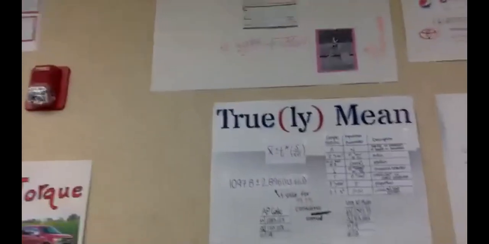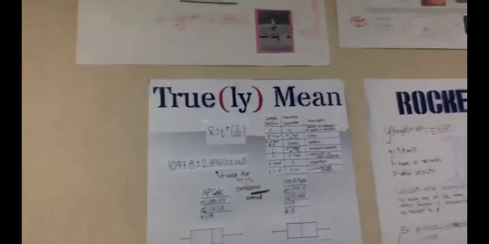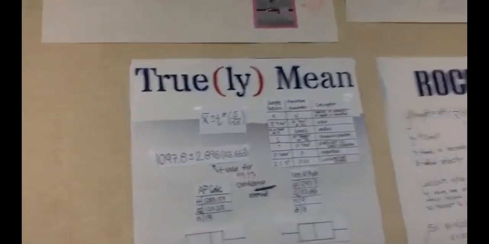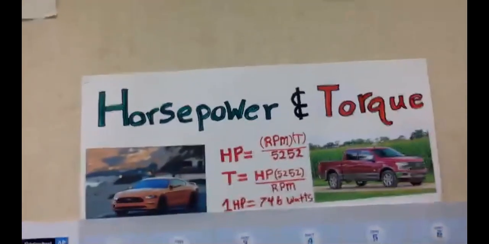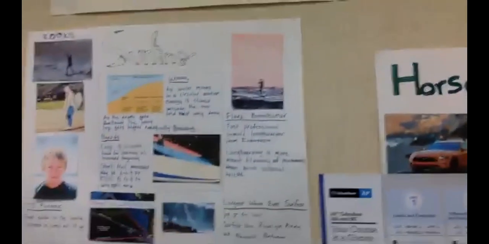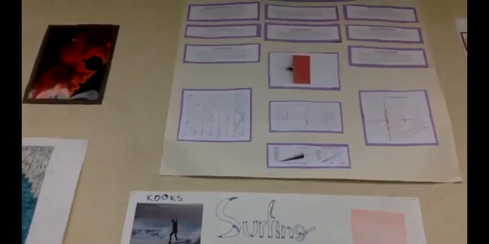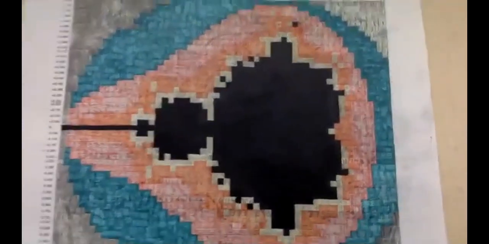Rockets, the golden ratio, math and hurdles, long jump, truly means, so this is talking about statistics kind of stuff. Horsepower and torque, weight distribution of a discus. Can you see that one okay? There's surfing. The millennium problems. I'd never heard of that before. That was kind of fun to hear about last year. Fractals is always something interesting. That's something people have done in the past, but not recently.